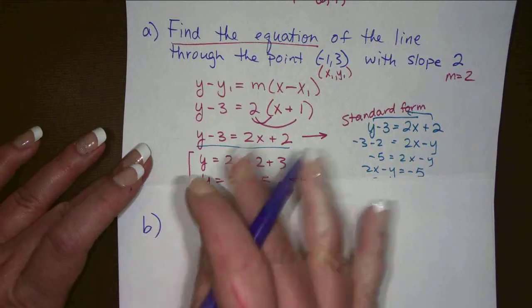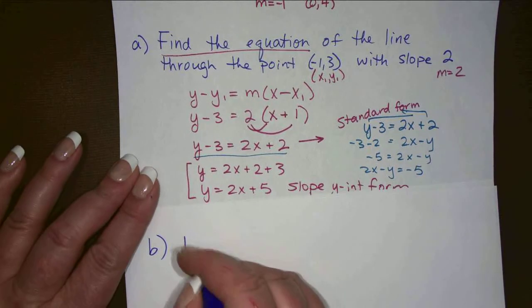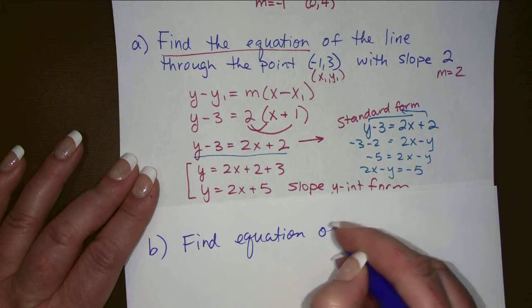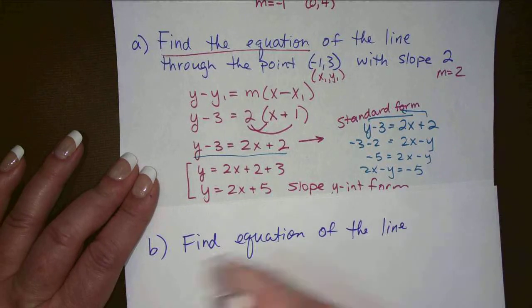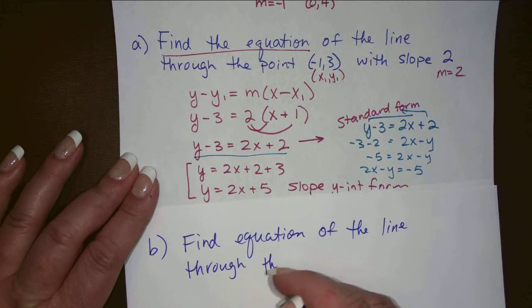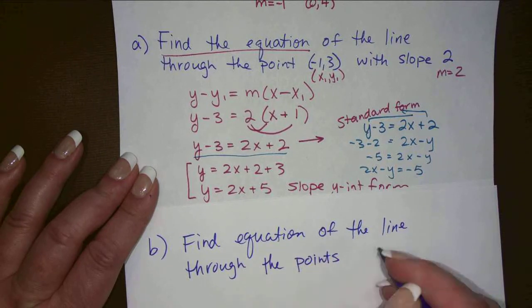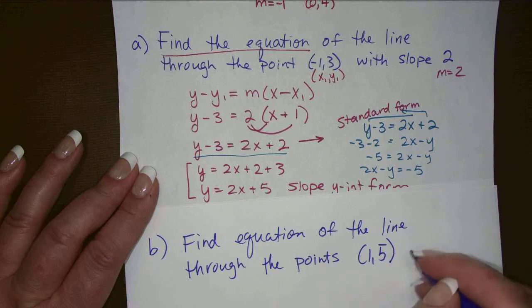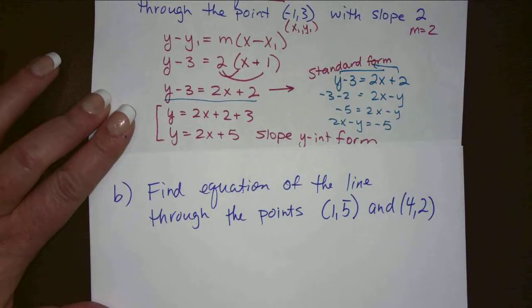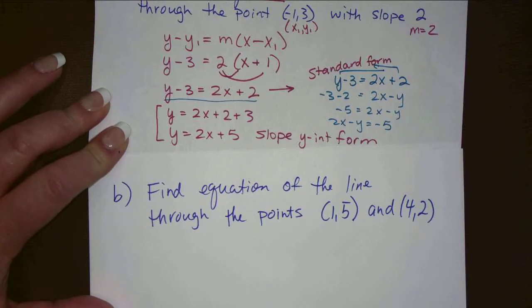Okay, B. Same question, find the equation of the line. And this time, let's say through the points (1, 5) and (4, 2). So this would be case 2. So case 1, you're given a point and a slope. Case 2 would be that you're given 2 points.